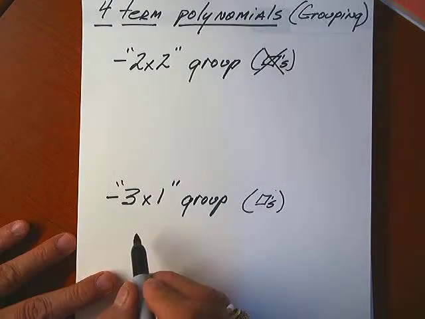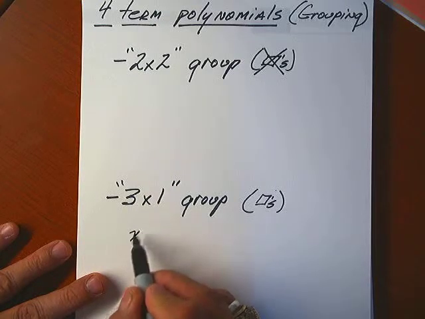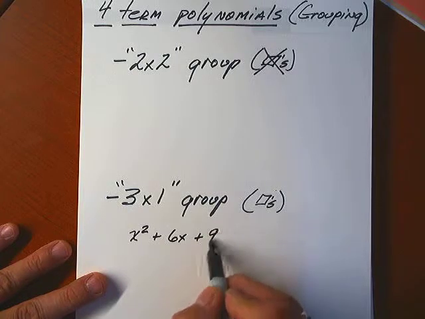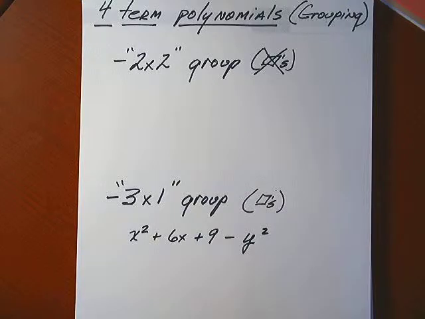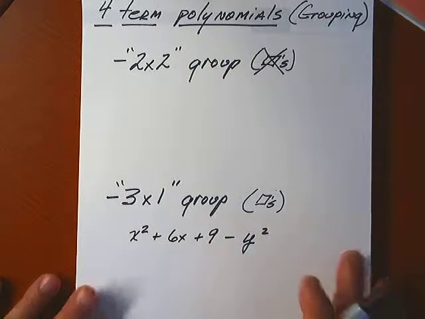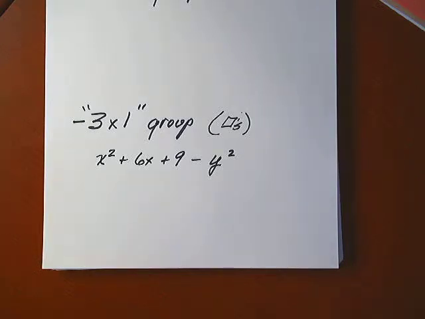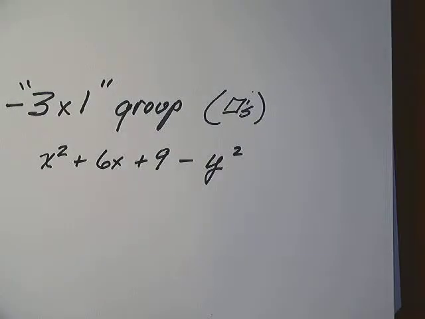I'll give you an example of a 3 by 1 first. That would be x squared plus 6x plus 9 minus y squared. Now, when you look at this problem, I'll blow it up a little bit so y'all can see it. Where's my handy dandy remote? I just had it. There it is. It's easier for me to use the remote because it's got wires and stuff all back there.